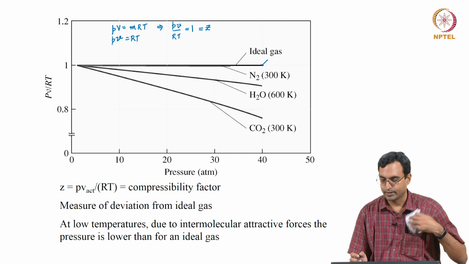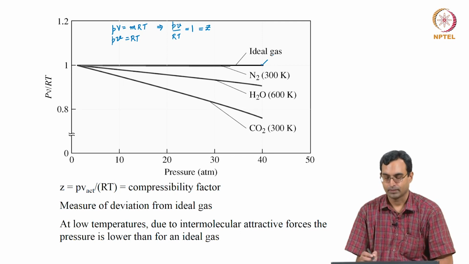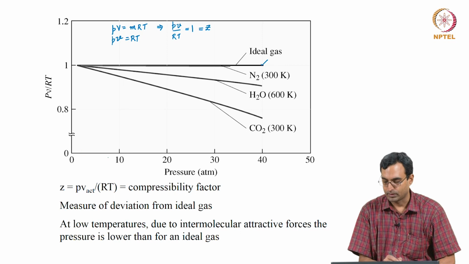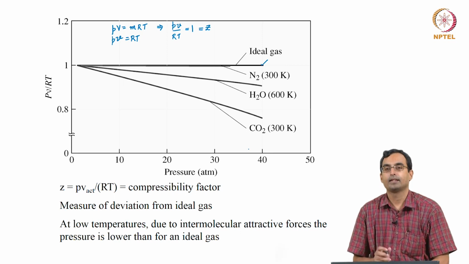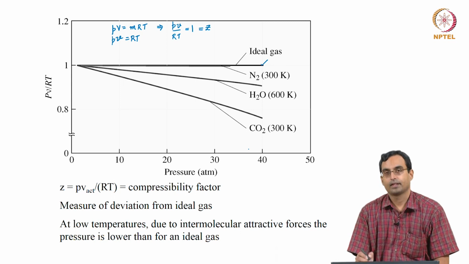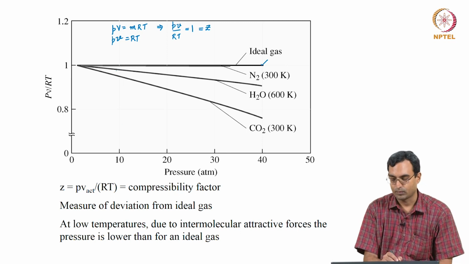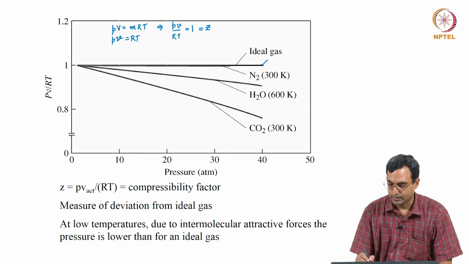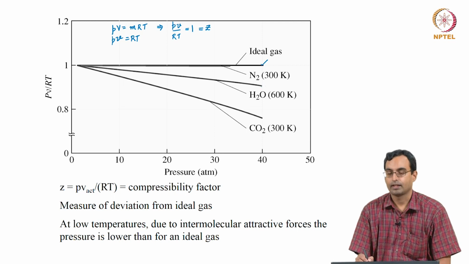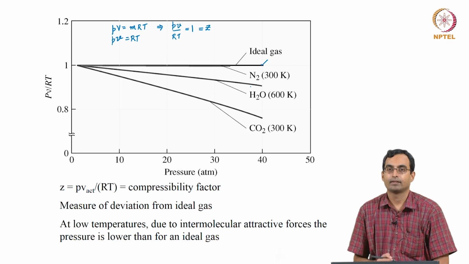For nitrogen at 300 Kelvin, we see that this value is pretty close to 1. For a range of pressures from about say 1 bar to about 40 bar, we see that the value is close to 1, which means it behaves pretty much like an ideal gas. For water vapor, even at a higher temperature of 600 Kelvin, when the pressure is about 10 bar, the value is already deviating from 1. When the pressure is about 40 bar, it is only about 90% of what it should have been. So, the value is about 0.9 instead of 1.